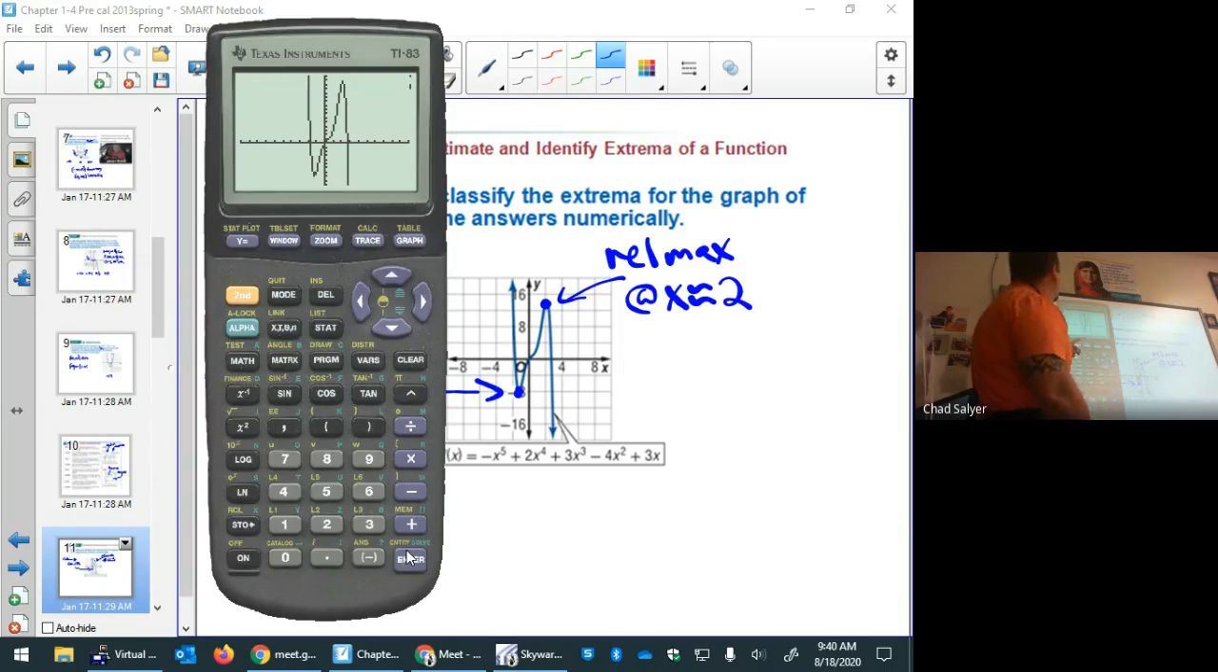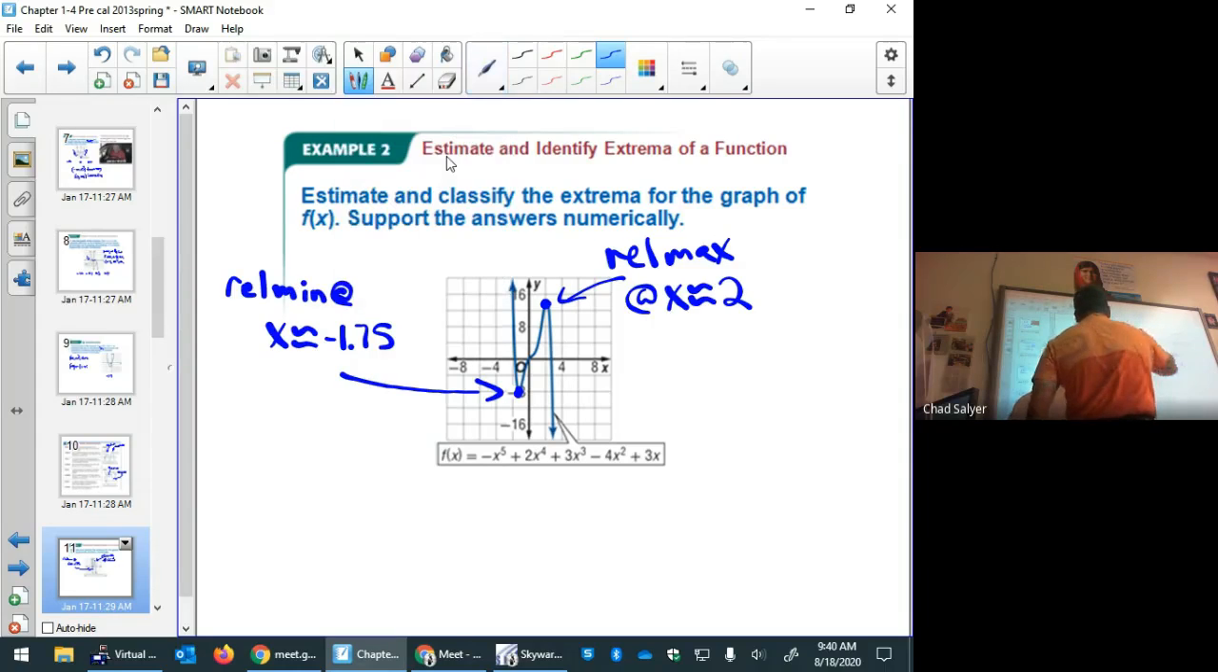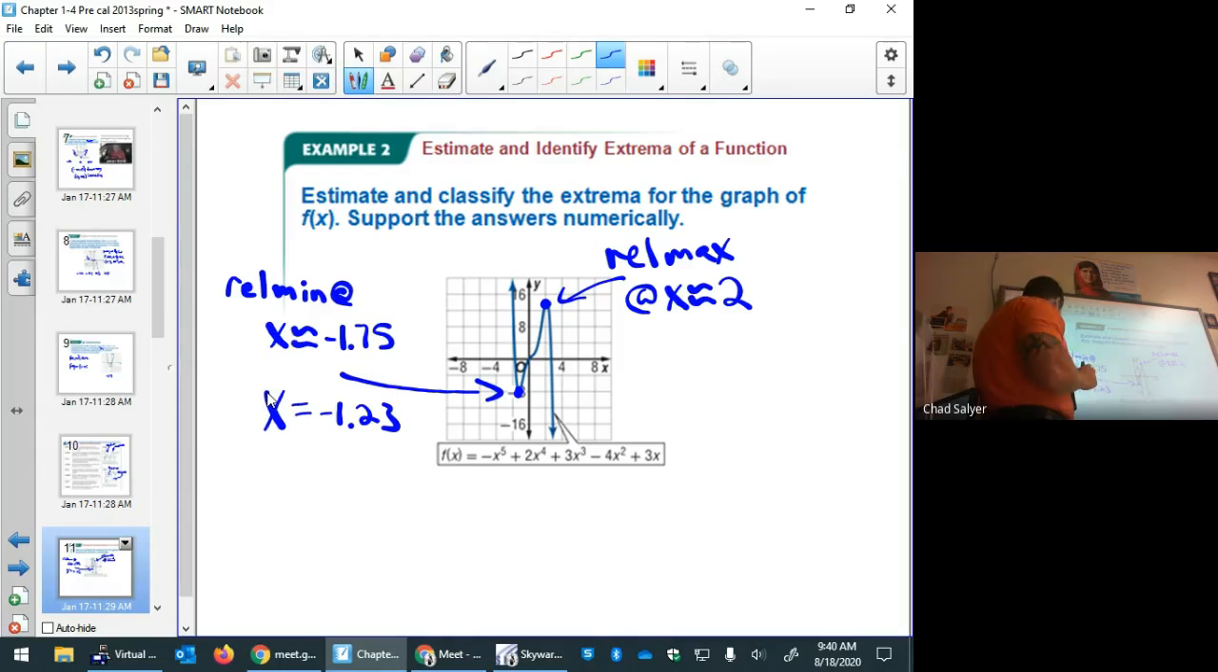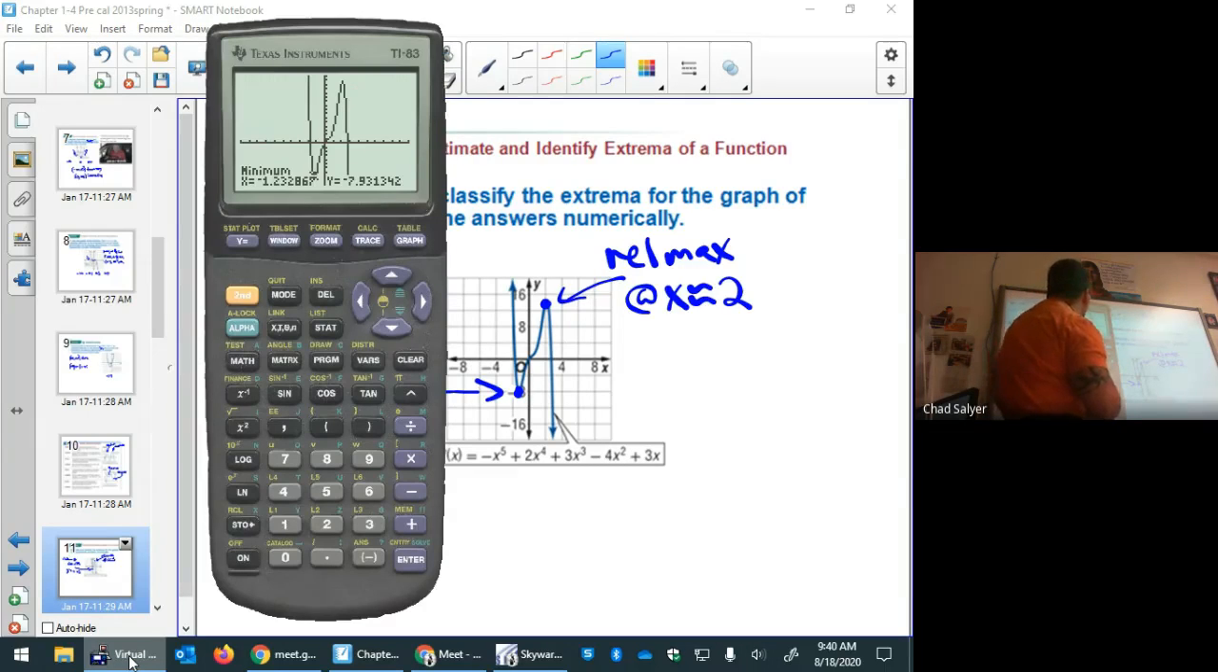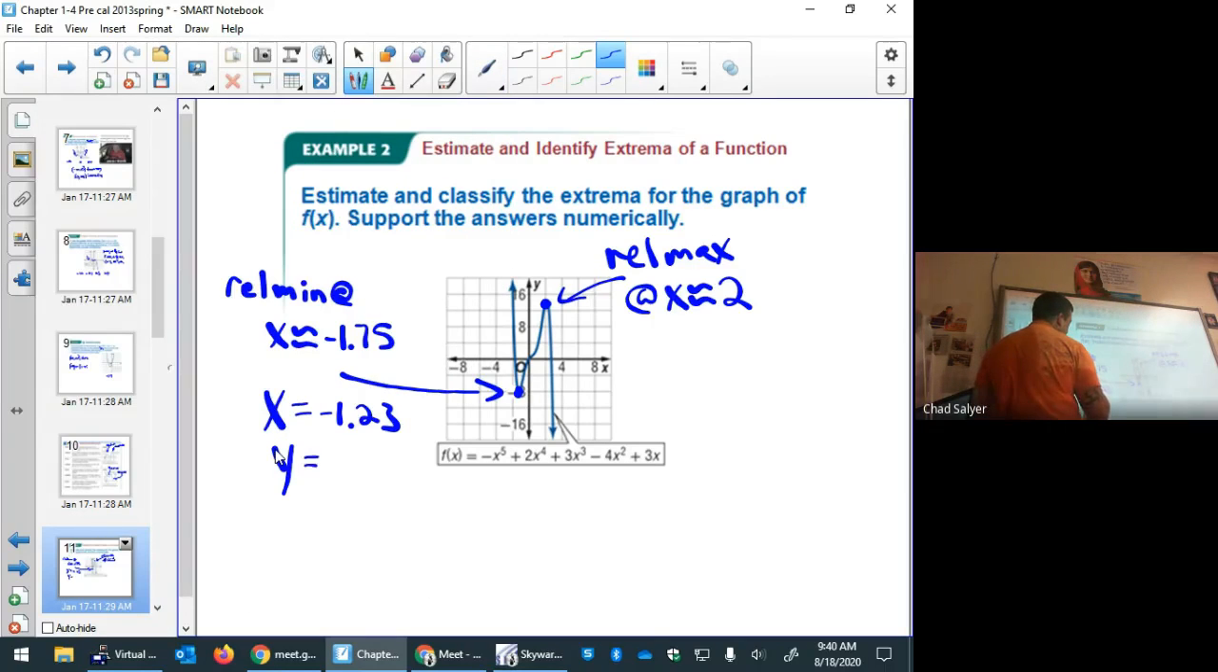And it tells us it occurs exactly at negative 1.23. So the graph was a little difficult to tell. So it happens exactly at negative 1.23. So my estimate was fairly close, I guess. And it is negative 7.9, so to the nearest 10th. And so this is going to be the point. Let's go negative 1.2 and negative 7.9. So that's a relative minimum of this function.